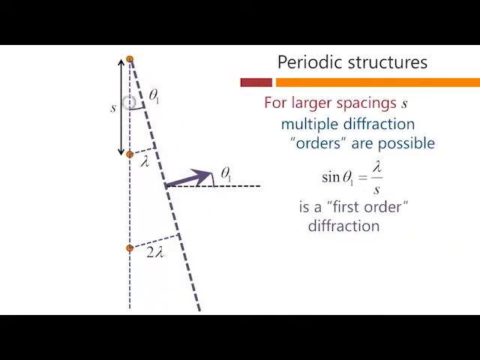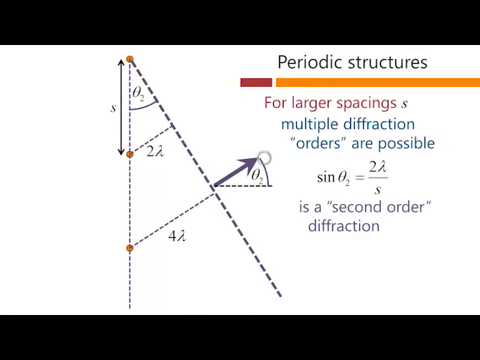Lambda is the wavelength again, and s is the separation between our scatterers. If we go to larger spacing, so now I've gone to 4 wavelength spacing in this particular diagram from 2, then we get a different angle, of course, for our scattered wave. And this one we're now going to explicitly call a first order diffraction, because lambda over s is giving this particular angle.